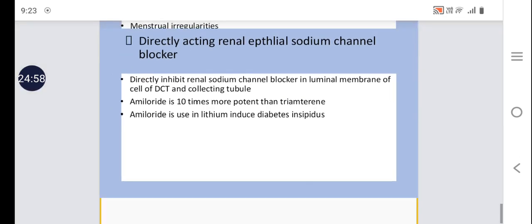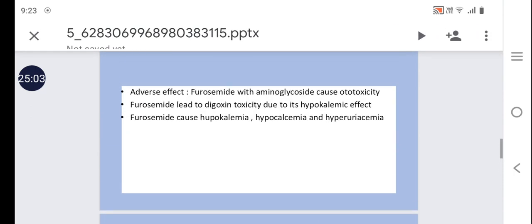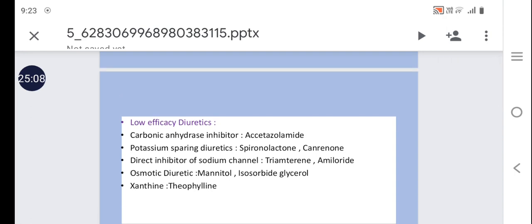This is all about the diuretic drugs. Their classification is important, and their mechanism of action and their site of action, all these are important points.